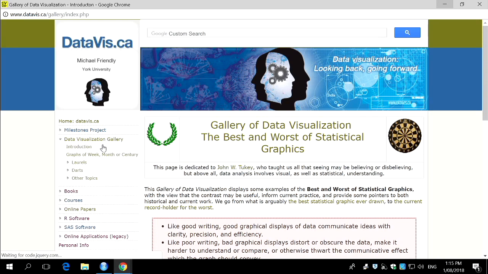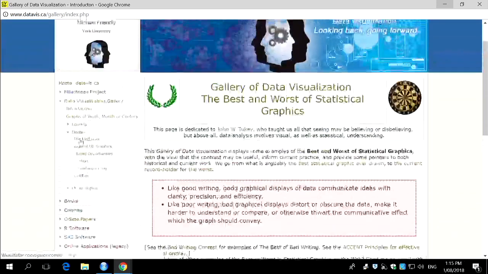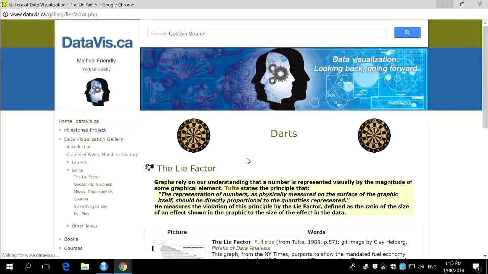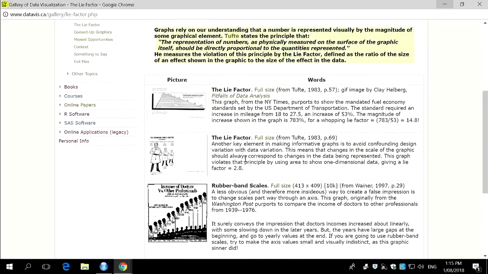So on the left-hand side, you've got the visualisation gallery. Okay, he's got things that he calls laurels, which is good, darts, which is bad. So you can go and have a look at all these, and you can have a look at a few different things. So darts are the bad ones. So let's have a quick look at a couple of bad ones. So you go to the lie factor. All of the graphs that you have here, they're out of Tufte's book. Okay, that's where these all come from, Tufte's book. We'll have a look at this one here.